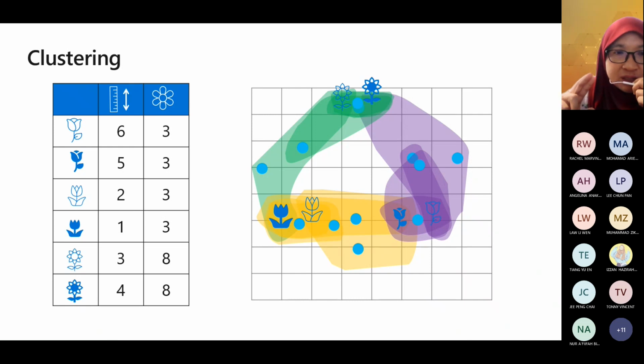Then the second example is fraud detection. How about fraud detection? Banks and other financial institutions can use this clustering model to detect fraudulent activity by grouping together transactions that have similar patterns, similar characteristics. This can help to identify suspicious transactions that may be part of a larger fraud scheme.